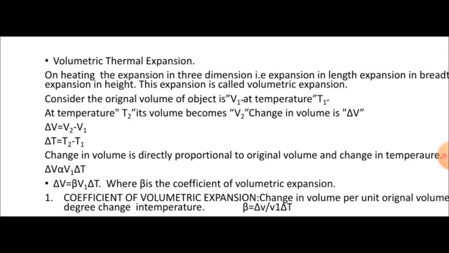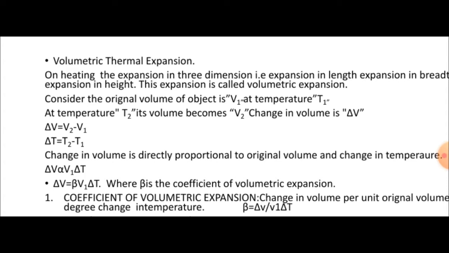What is volumetric thermal expansion? As you know, when heat is increased, with the increase of temperature, the body starts to expand. Its expansion can be in terms of length, height or breadth.